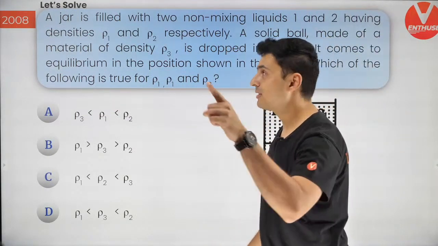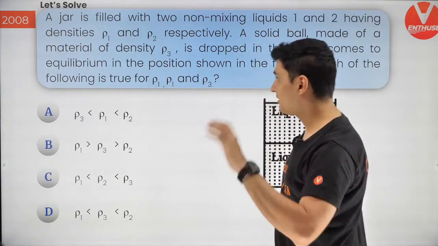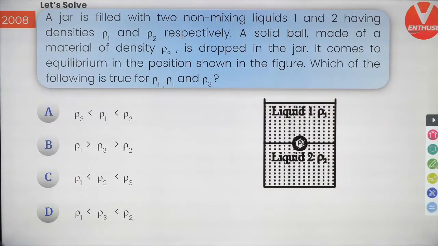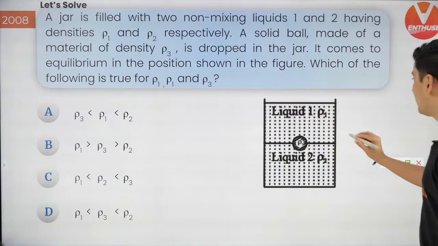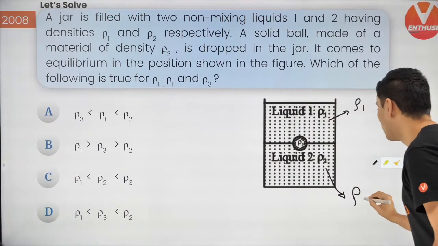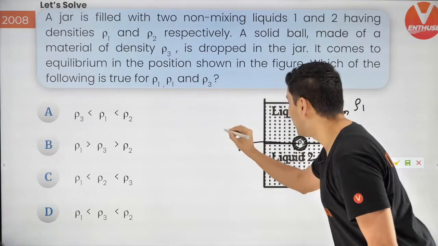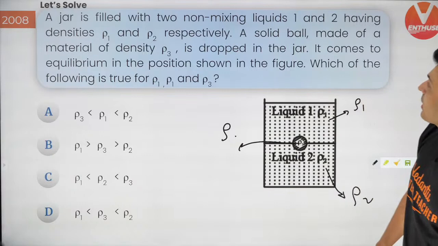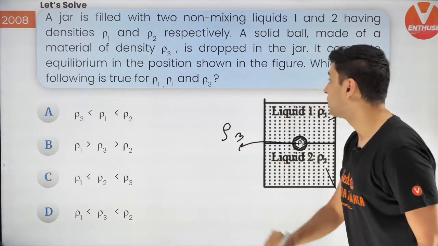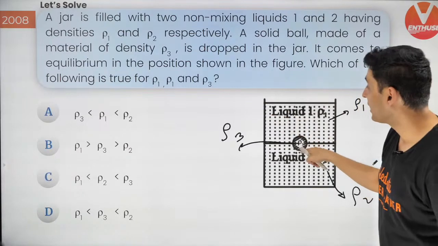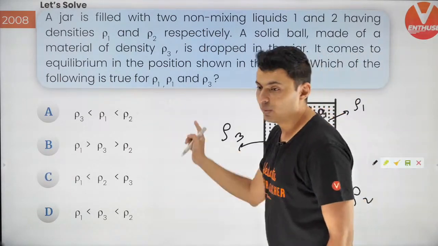Let's see how many of you minions can solve this question within 30 seconds. There is a jar filled with two liquids. This liquid has a density rho 1. This liquid has a density rho 2. This solid over here has a density rho. The ball is made of density rho 3. If it is dropped in the jar, it comes to equilibrium position over here. What is the relationship between them?